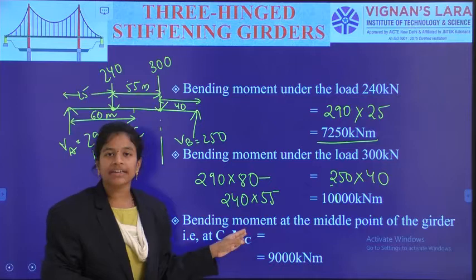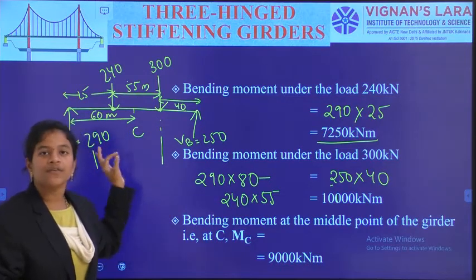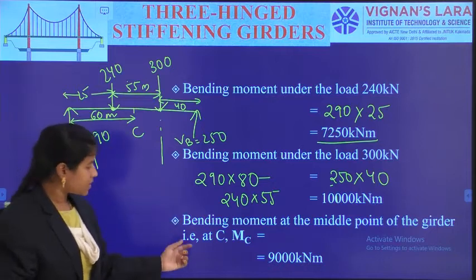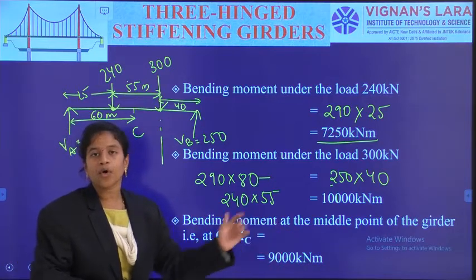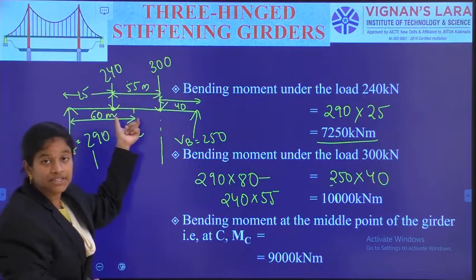Why am I calculating these two? Because I can easily develop the bending moment diagram for the girder with the external loads. And then the bending moment at the point C. Where is it located? It is located at 60 meters from A.